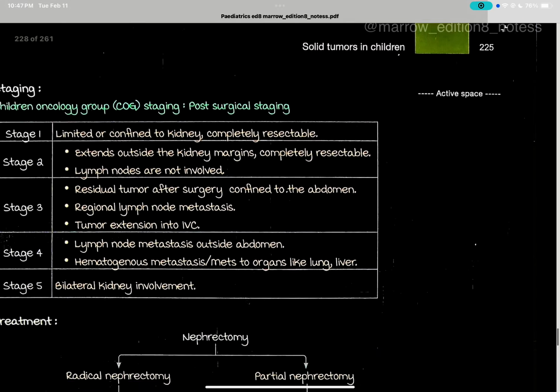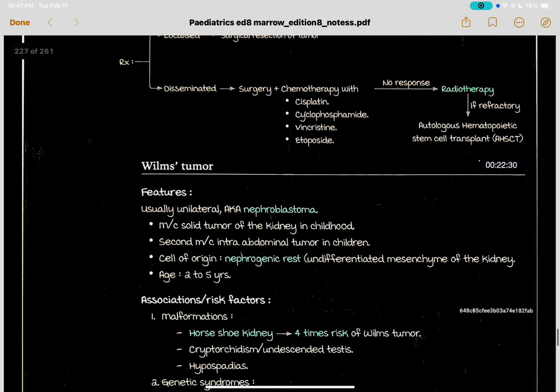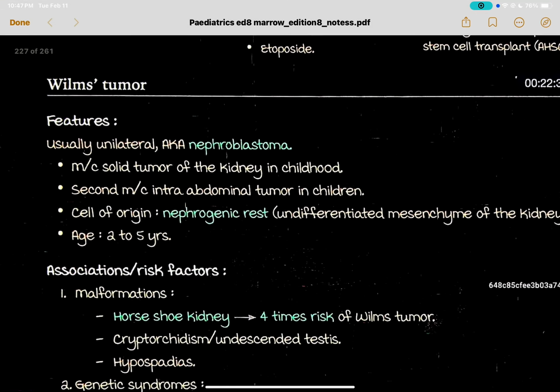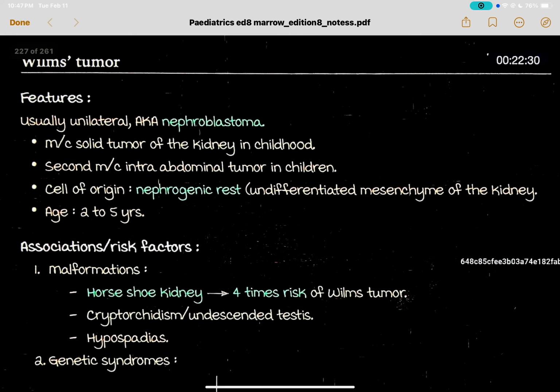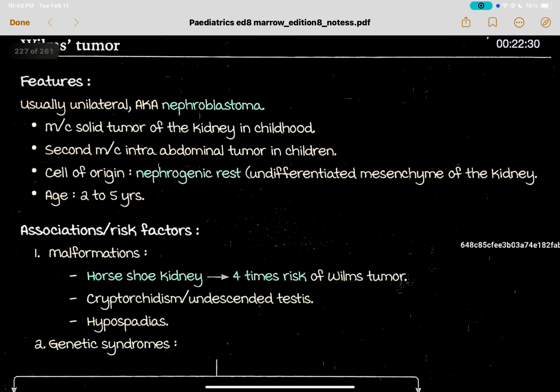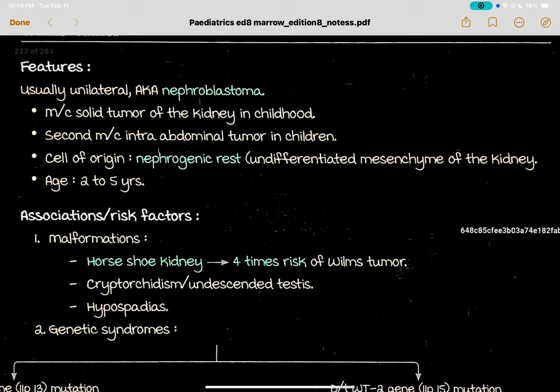Coming to the second solid tumor, your Wilms tumor. Features: usually unilateral, also known as nephroblastoma. Most common solid tumor of the kidney in childhood. Second most common intra-abdominal tumor in children. Cell of origin is nephrogenic rest, undifferentiated mesenchyme of the kidney. Age 2 to 5 years.